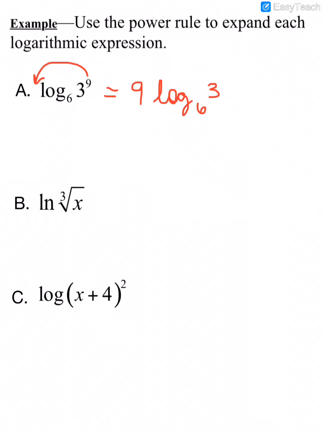For B, we don't have a power. This is a radical. But remember, we can rewrite a radical as a power. If we have a radical, we can rewrite it as a rational exponent, or a fraction in our exponent. So this would be the same thing as ln of x to the 1/3 power. Remember, when we're writing our exponents, if we have an exponent that is a radical, this bottom number is the index of my root. Roots grow on the bottom. The top number is my power. Now that we have changed that radical into an exponent, we can pull our power to the front, and that would be 1/3 ln of x.